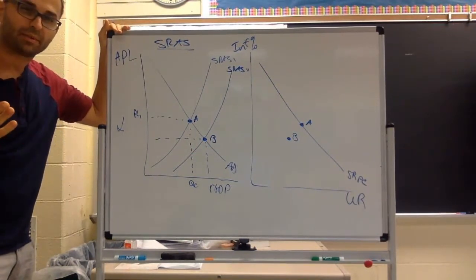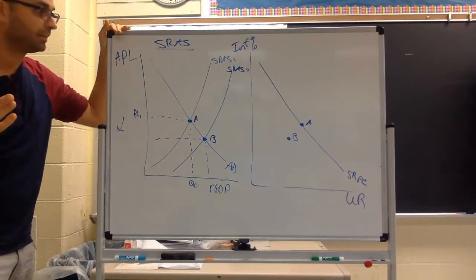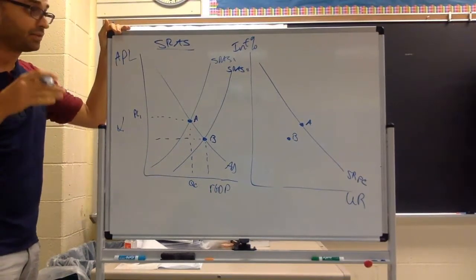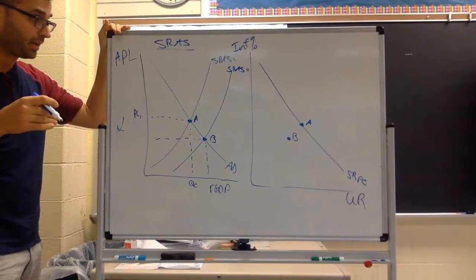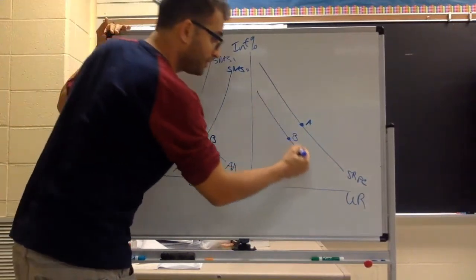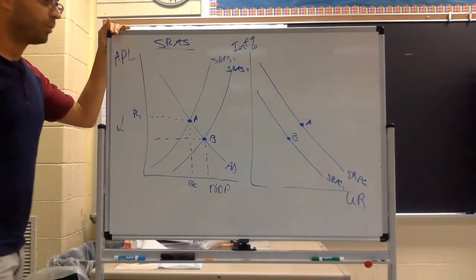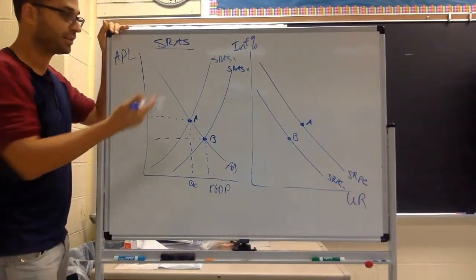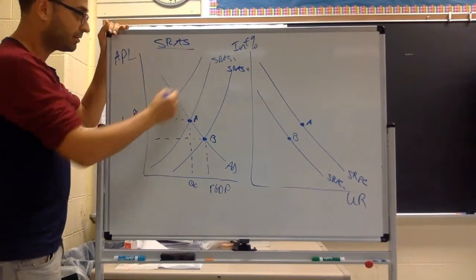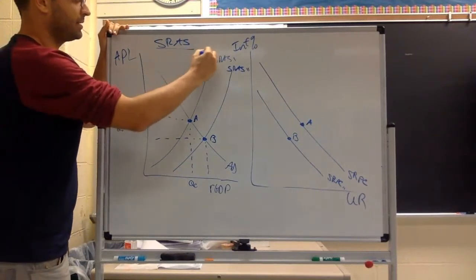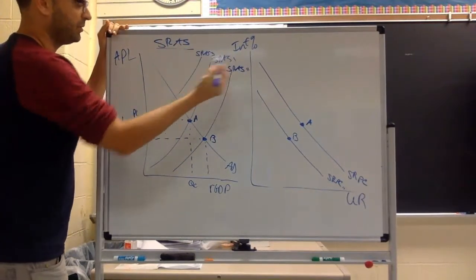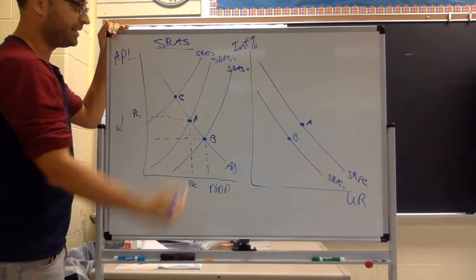So what has really happened? Well, in this particular case, the short-run aggregate supply has shifted to the left, the SRPC2. But what about if SRAS shifts to the left? If it decreases, SRAS, this would be 3, 1, 2, 3. Now we'll have point C.